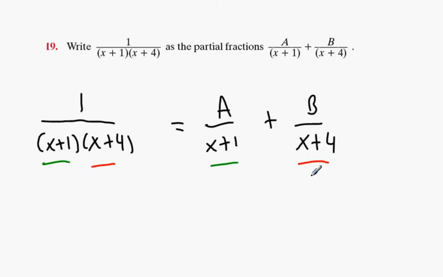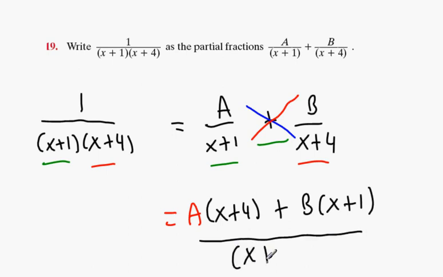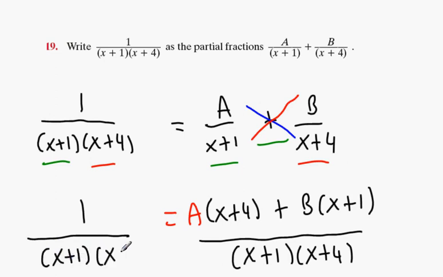Now, what you will do with any fraction, and we've explained this a couple of times, is use your three arrows: green, blue, and red. What that means is we're going to end up with capital A multiplied by x plus 4 plus capital B multiplied by x plus 1, all over x plus 1 by x plus 4. Now, what you're going to see is that the denominators are both the same on both sides. So that means that the numerators equal each other.